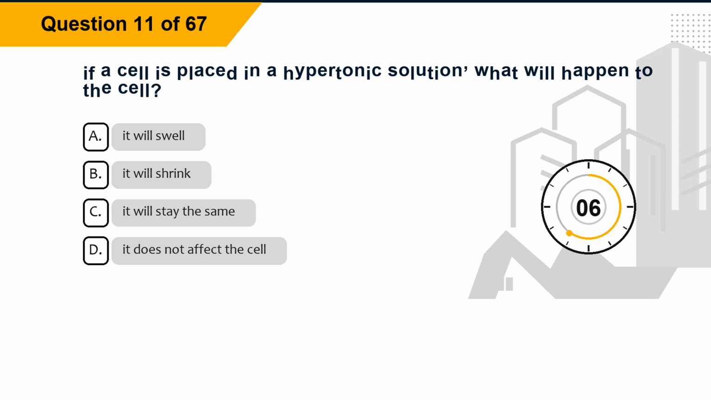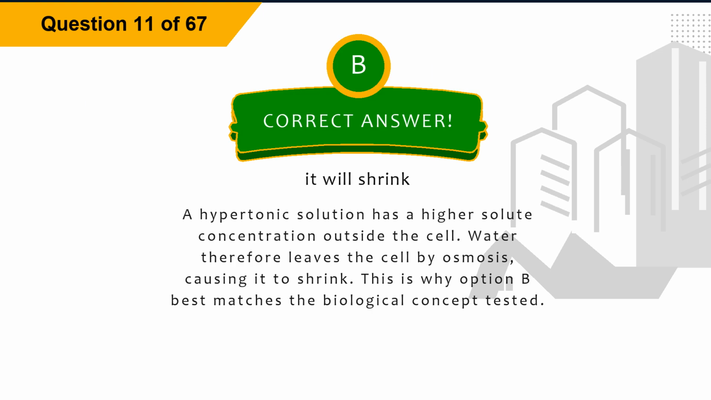Option B, it will shrink. Option C, it will stay the same. Option D, it does not affect the cell. The correct answer is option B, it will shrink. Explanation. A hypertonic solution has a higher solute concentration outside the cell. Water therefore leaves the cell by osmosis, causing it to shrink. This is why option B best matches the biological concept tested.